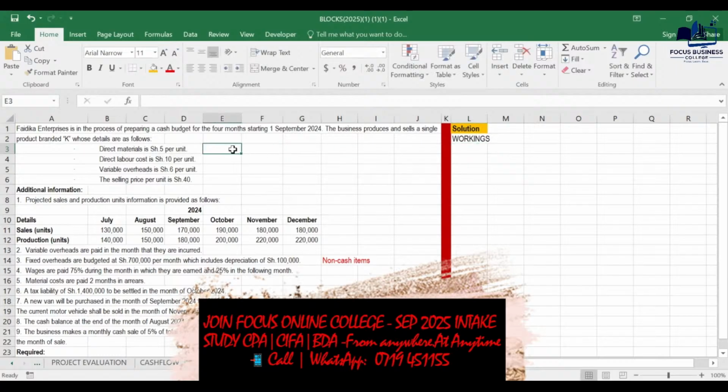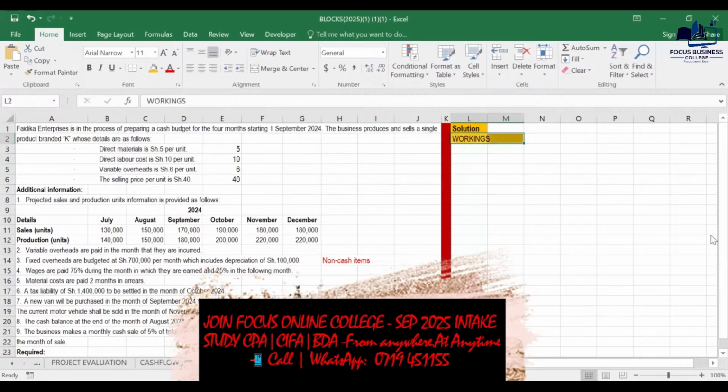Instead of having a separate working, because remember, in an examination setup, this particular working will just be consuming a lot of your time, and basically by the end of the day, it is not marked. So maybe I can have that figure here. The direct material cost is 5 shillings, the direct labor cost is 10 shillings, the variable overheads are 6 shillings, and the selling price is 40. So any working which is required, we are going to do it on a per need basis.